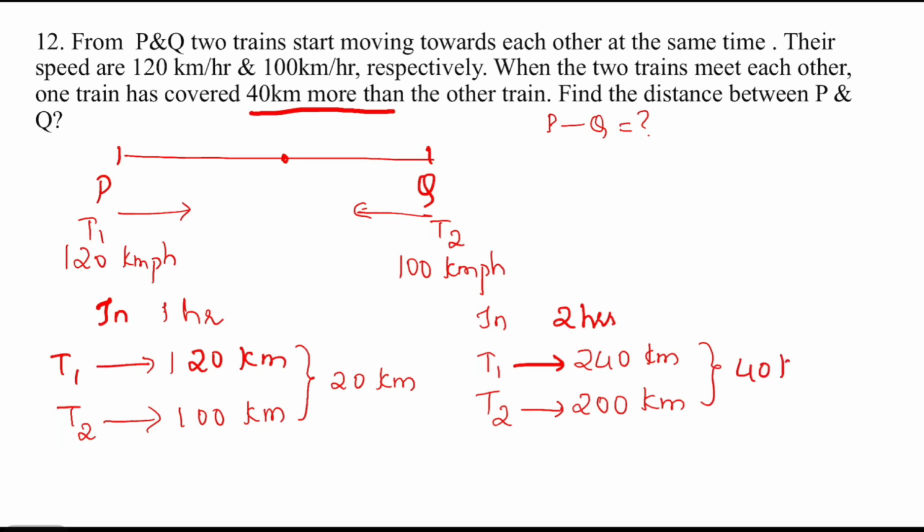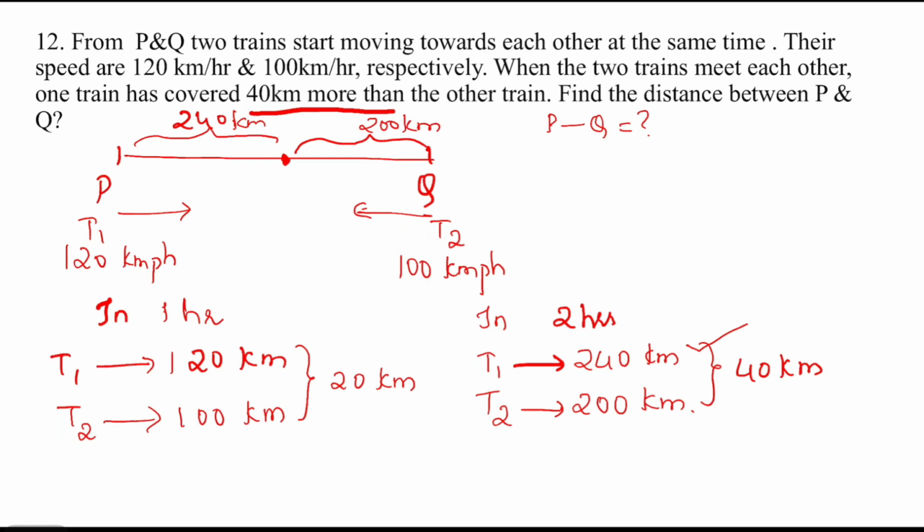40 km. Now this condition is satisfied, that is, when they meet, one train has covered 40 km more than the other. Now T1 has covered 40 km more than this, isn't it? So this condition is satisfied. So therefore, if T1 has covered 240 km, then T2 has covered how much? 200 km, and at this point they are meeting.